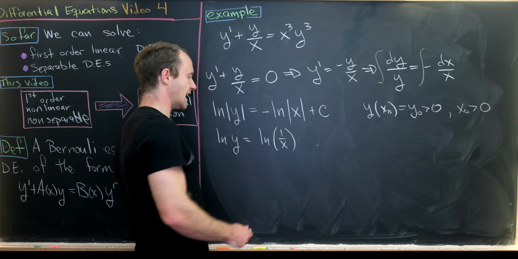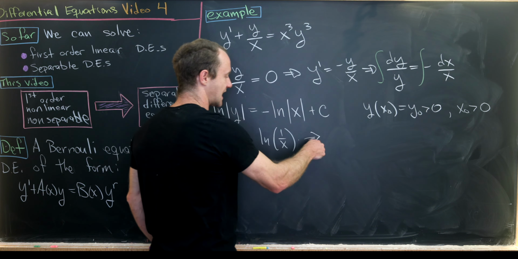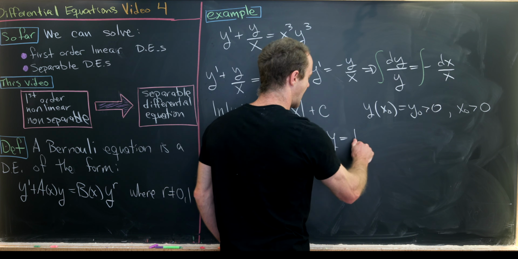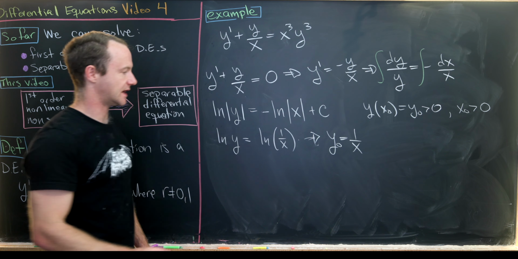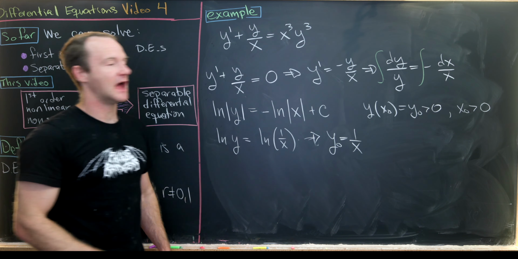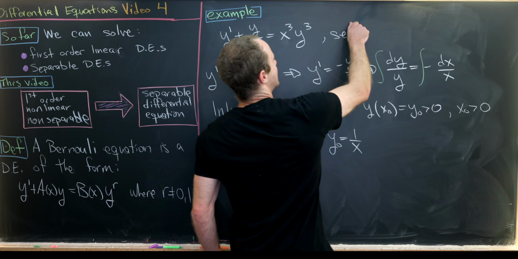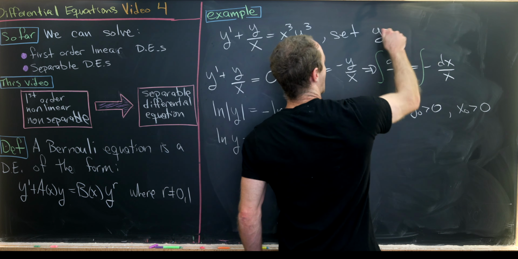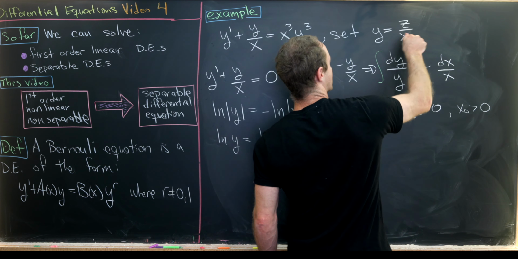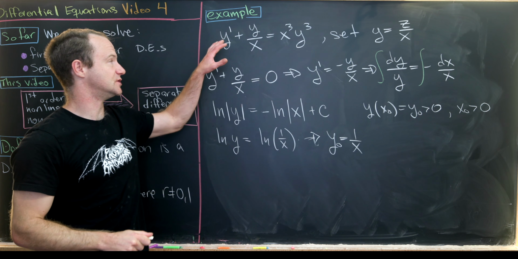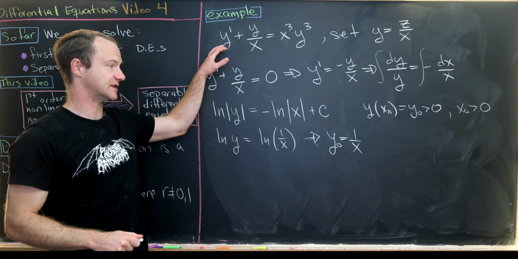Great. And now we can exponentiate both sides, and we'll immediately see that y is equal to 1 over x, and let's call that y naught. Okay. And then let's recall that from that, we would set y equal to z times y naught. So that would be z over x. And then we substitute that into our given differential equation.